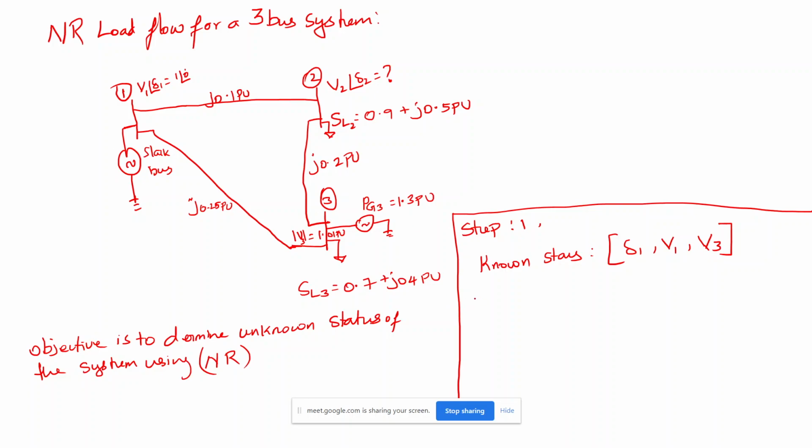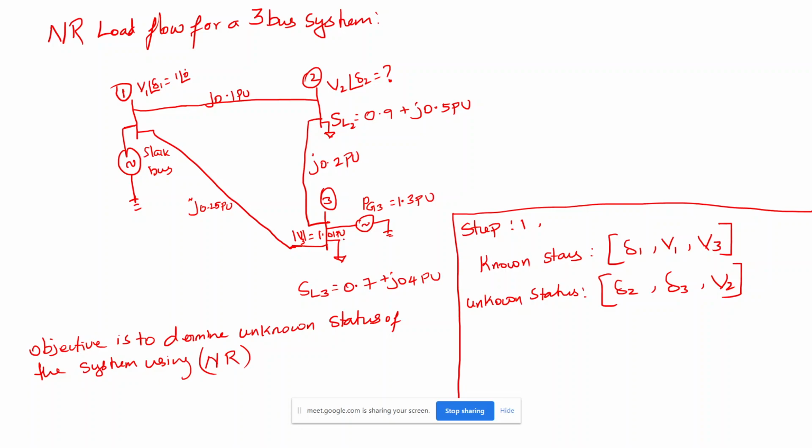So what are all the unknowns here? Unknown states are, we don't know what is del 2, don't know what is del 3, and we don't know what is V2. So these things we need to find out. Means angle at bus 2, angle at bus 3 is also not given because only voltage magnitude is given at bus 3. So we need to find out del 2, del 3 and V2, the voltage at bus 2. So these three quantities are unknown for us.